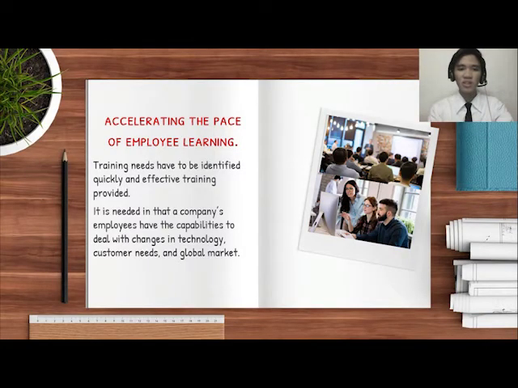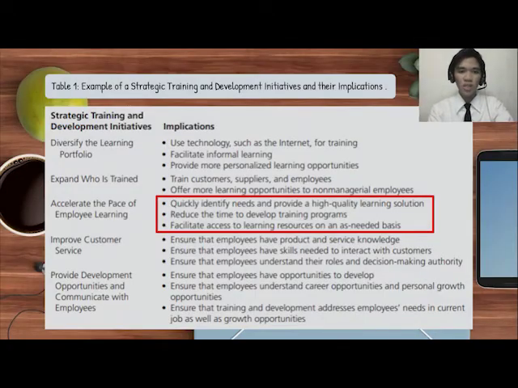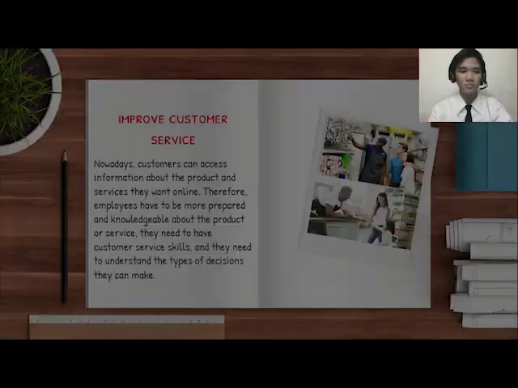Next, accelerating the pace of employee learning. Training needs to be identified quickly and effective training needs to be provided. It is needed that the company's employees have the capabilities to deal with changes in technology, customer needs, and the global market. The implication for this is to quickly identify the needs and provide a high-quality learning solution, reduce the time to develop training programs, and facilitate access to learning resources on a needed basis.